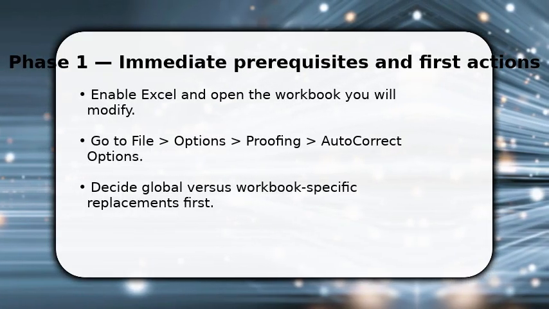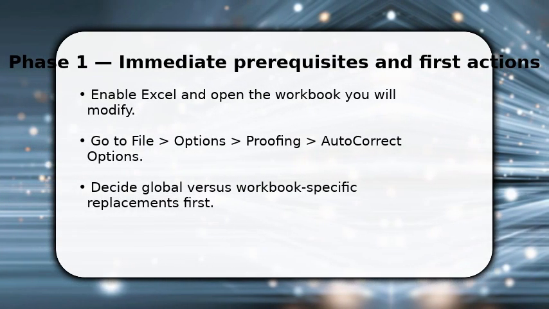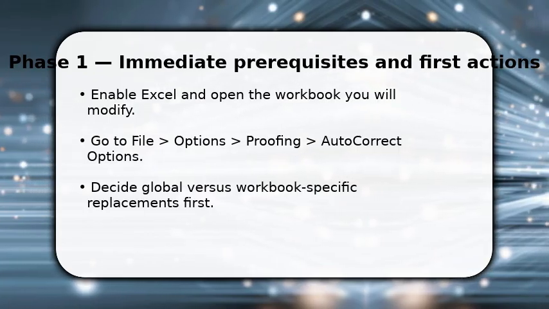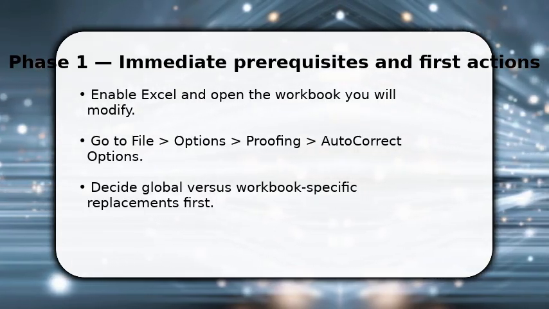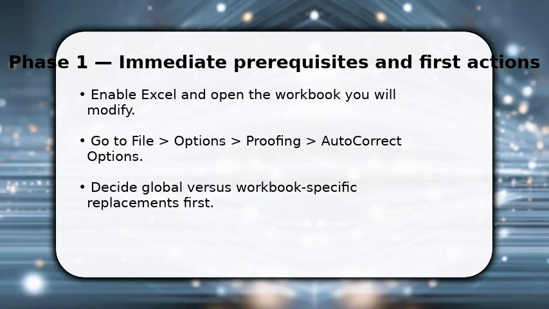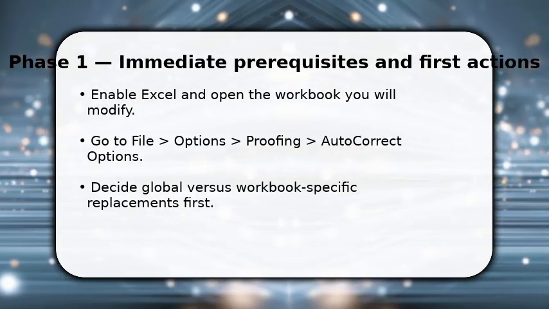Add your first entry by typing the text to replace, then the corrected text. Press Add and verify it appears in the list. This gets you immediately into action, skipping setup delays so you can build a useful rule set.